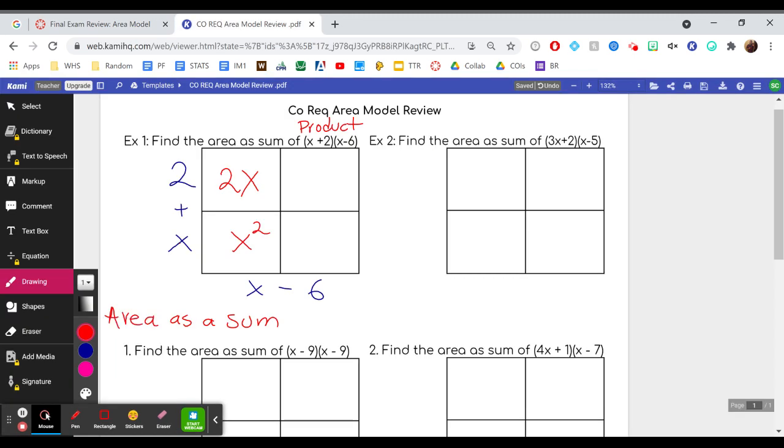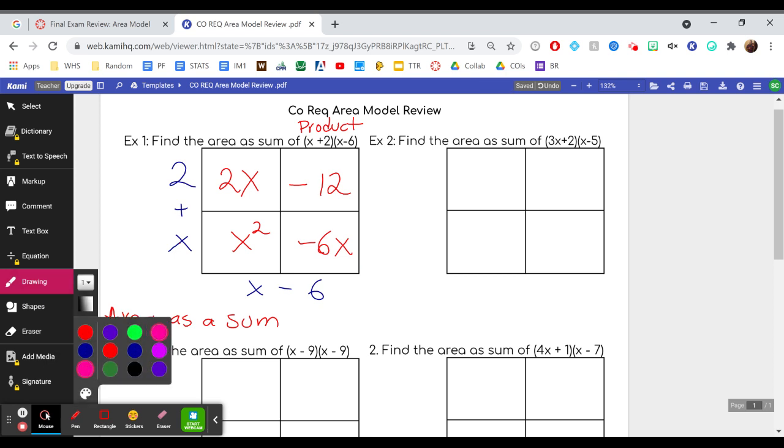Same thing with this one, x times negative 6. A single number times a single variable becomes negative 6x. And then the last one is 2 times negative 6. So that gives me negative 12.